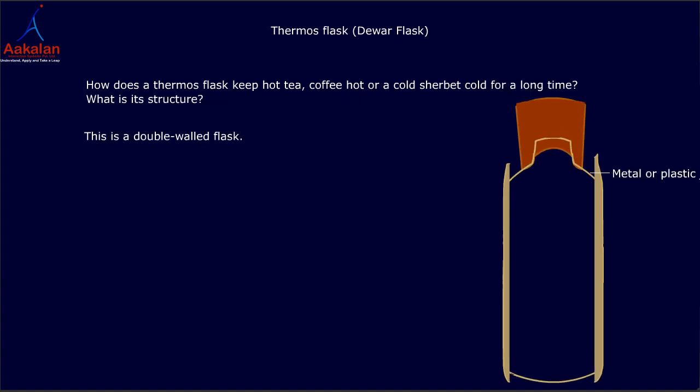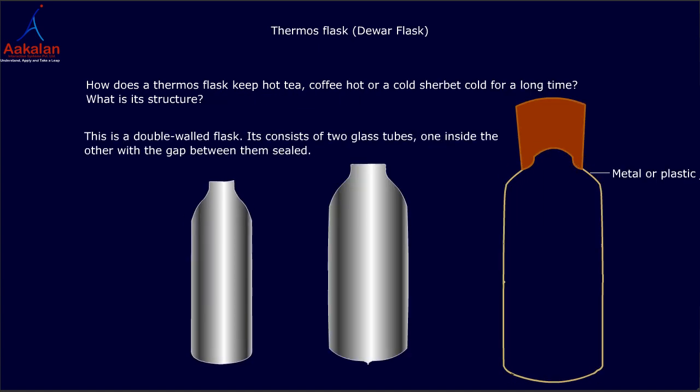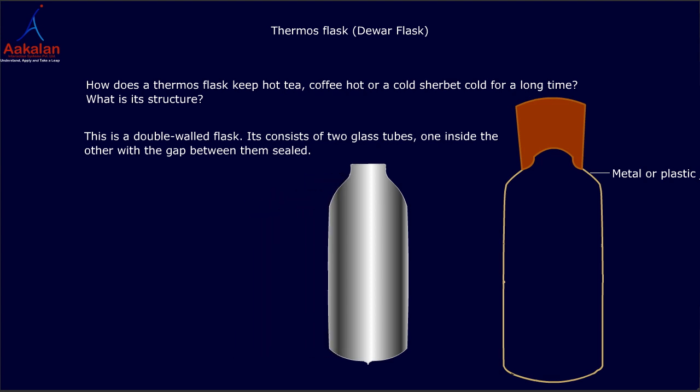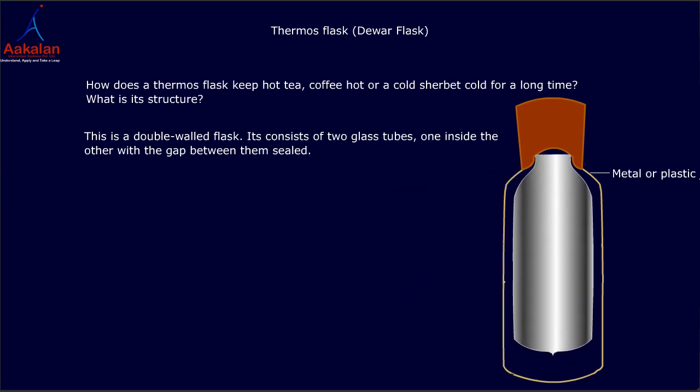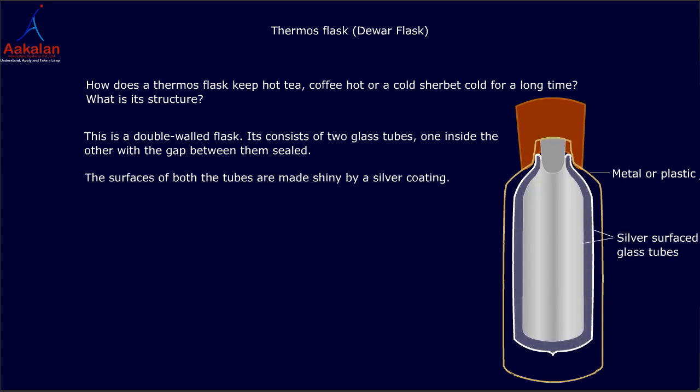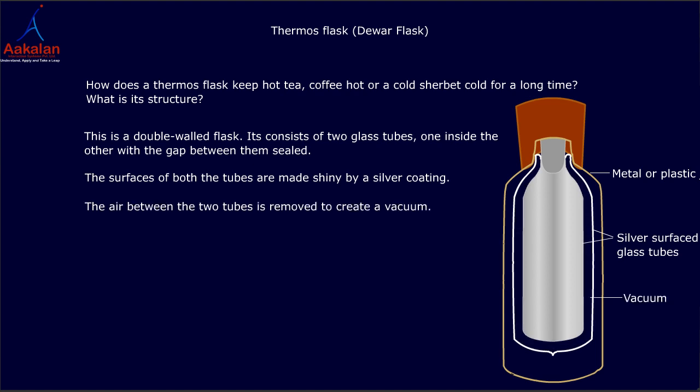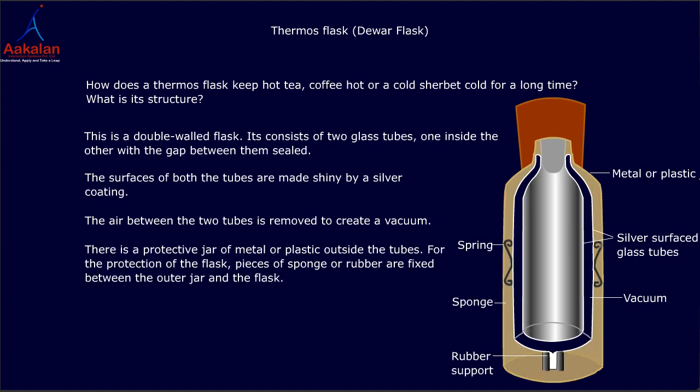This is a double-walled flask. It consists of two glass tubes, one inside the other, with the gap between them sealed. The surfaces of both the tubes are made shiny by silver coating. The air between the two tubes is removed to create a vacuum. There is a protective jar of metal or plastic outside the tubes. For the protection of the flask, pieces of sponge or rubber are fixed between the outer jar and the flask.